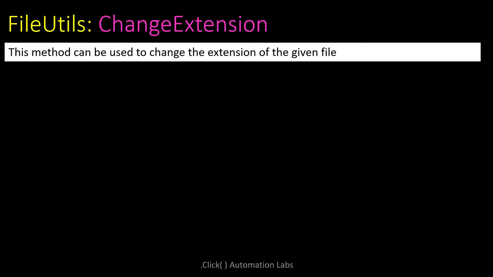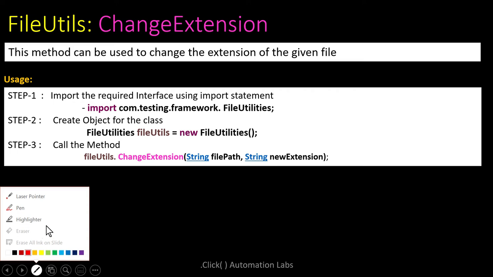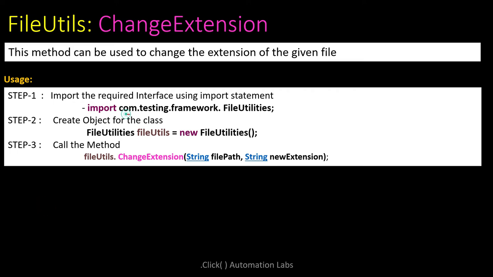This method can be used, as I said, to change the extension of the given file. The usage is pretty simple. Add the jar file which I shared in my first slide, and import the class. The import is com.testing.framework.file utilities, and this is my class. Just type these few letters, press Control Space, and this import will be added to your class. And this is the method change extension, where you give your file path and what extension you want to change it to.